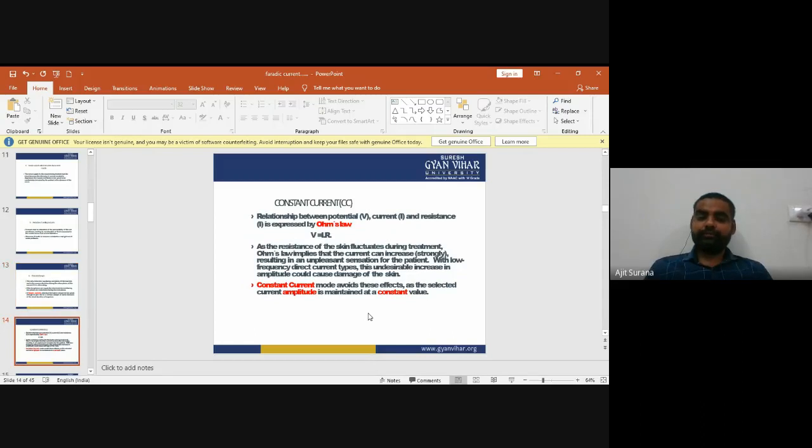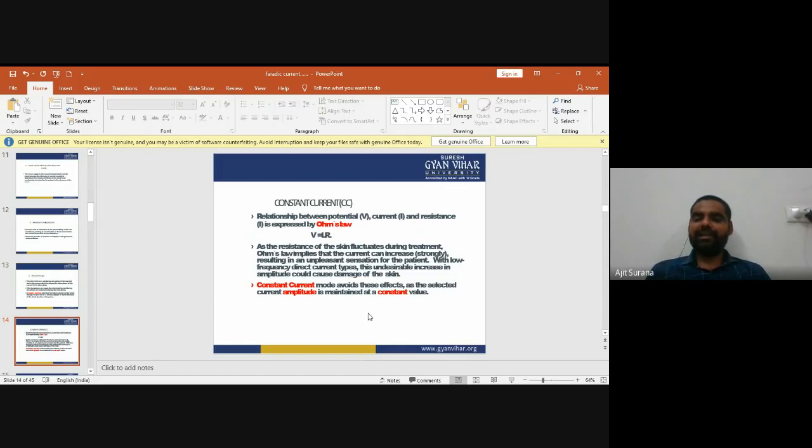Now, constant current or CC. The relationship between potential V, current I, and resistance R is expressed by Ohm's law: V is equal to I into R.